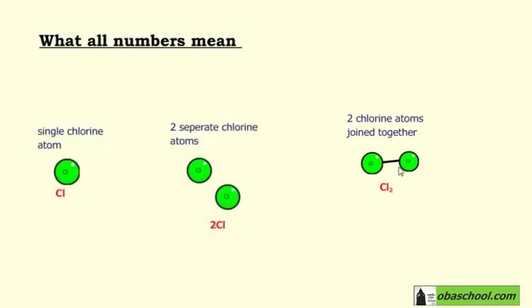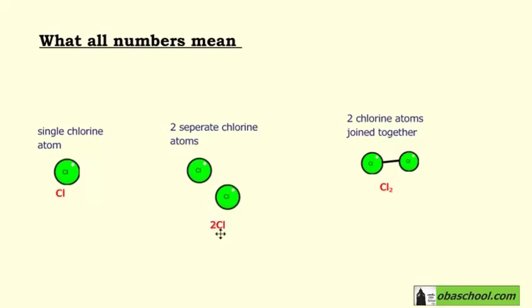This diagram shows two covalently bonded chlorine atoms. There are two chlorine atoms joined together by a covalent bond. What is the symbol representing these atoms? Cl2. When the chlorine atoms are bonded, the 2 is written as a subscript number.